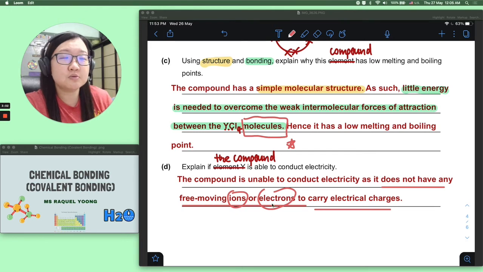Likewise, there are also no free moving electrons, right? If you think about it, the electrons are being shared, kept in their electron shells. They are not able to move freely on their own. Therefore, in the case of covalent molecules, they do not have any charge carriers. As such, they are not able to conduct electricity.